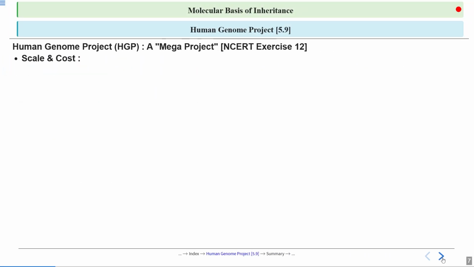Human Genome Project, HGP, a mega project. From this portion, you can answer NCERT exercise question number 12. Now, we will understand the features of the HGP. What was the scale and cost?